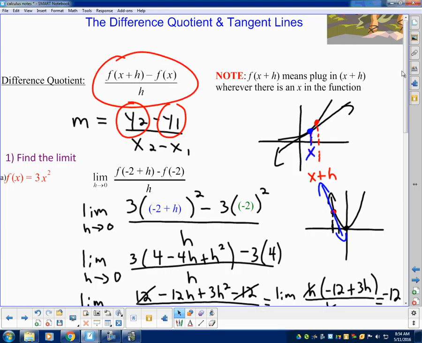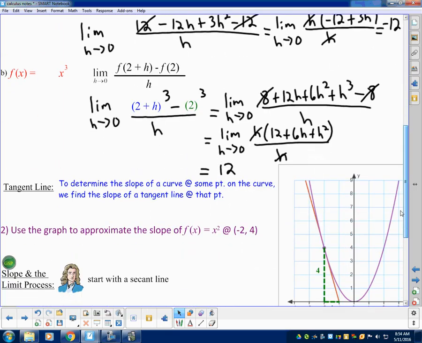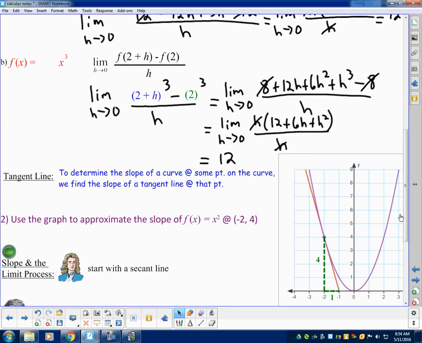When we apply the limit to the difference quotient, like we did in these two examples here and here, then we're finding the slope of the tangent line, or what will later become known as the derivative. Okay?